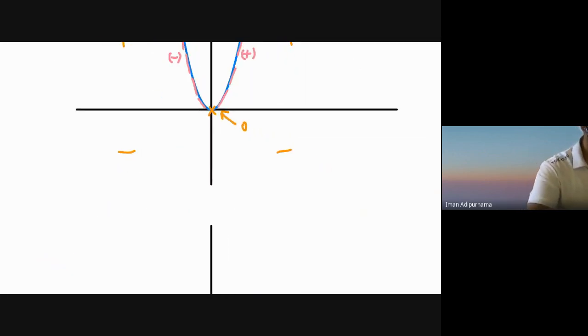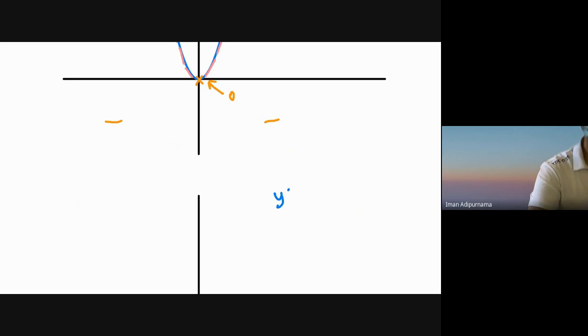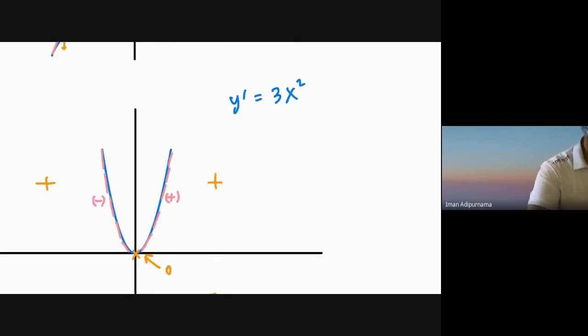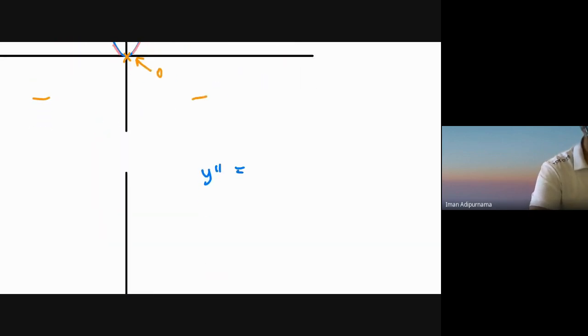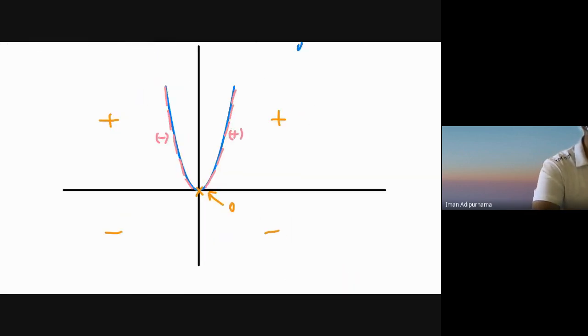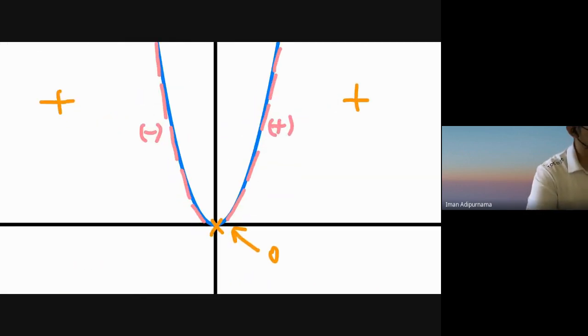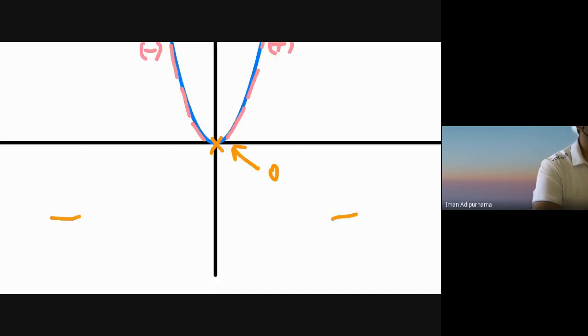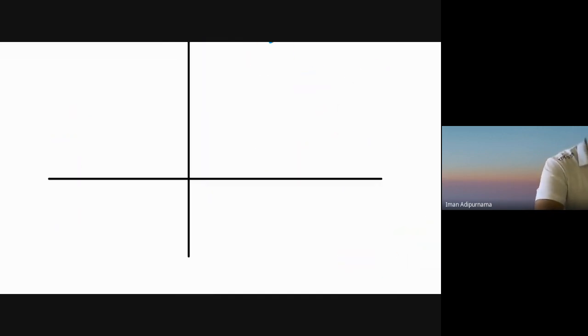So if you take another derivative, the second derivative of 3x squared, you will have 6x. And now from this tangent of slope, negative, positive, you will probably have something around here, maybe like that. Okay, that's the slope. So this will be from negative to positive.